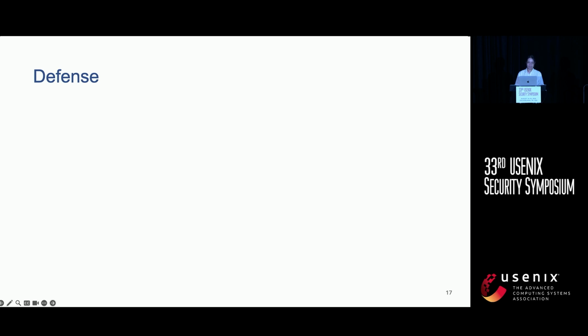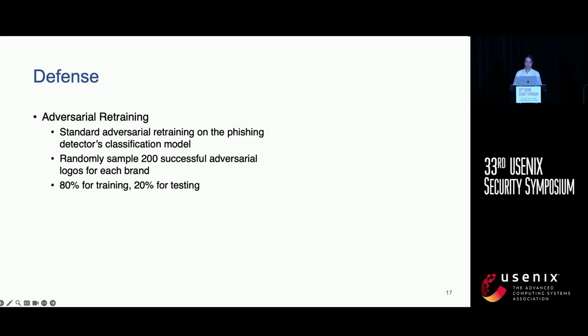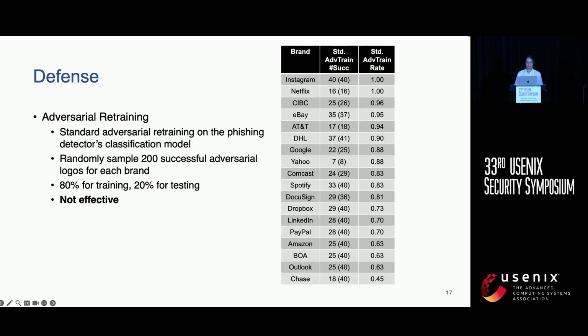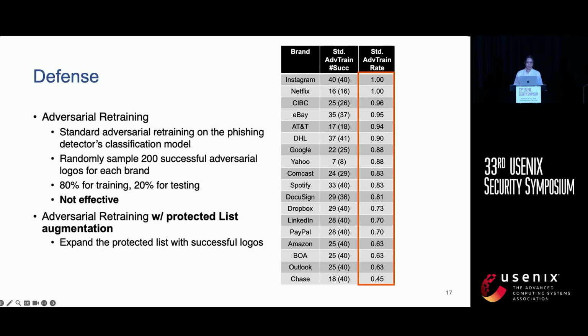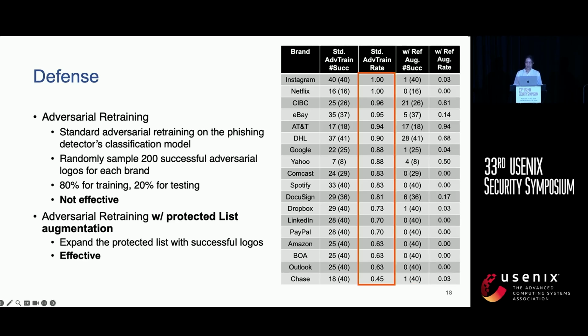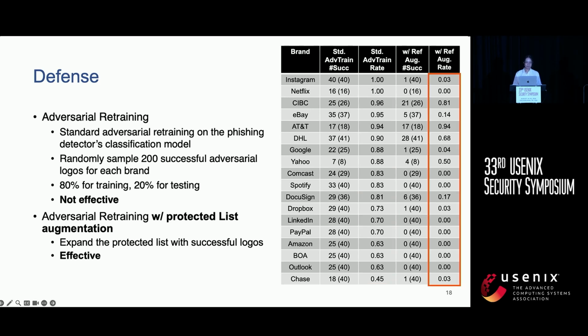In terms of defense, we tested the standard adversarial retraining on the phishing detector's classification model using our adversarial logos. This method is not very effective. You can see the success rate of our testing logos is still very high. And then we proposed a new adversarial retraining with protect list augmentation. We expand the protect list with the new successful logos. This method is effective. You can see the success rate of our attacks reduced to zero for most of the brands.